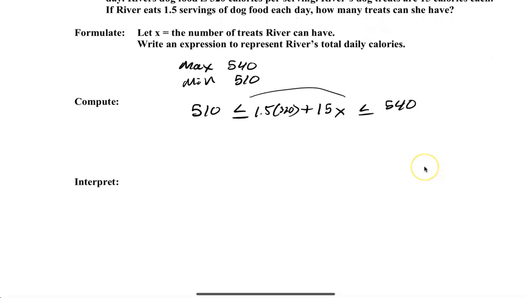And now we have to solve it. So let's multiply that out. 1.5 times 320 is 480. Feel free to use a calculator on that. 510 is less than or equal to 480 plus 15x, which is less than or equal to 540. Then from here we're going to solve it like normal. Whatever I do to one side, I can do to all sides, or you can break it up into two separate equations. I'm just going to do it to all sides. So let's go minus 480 to everything.